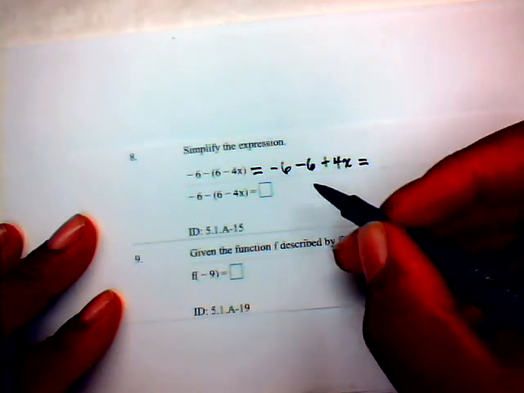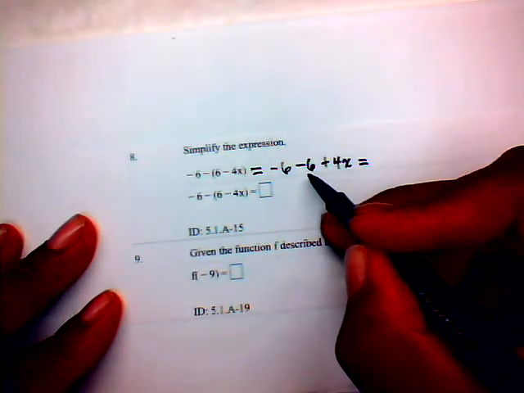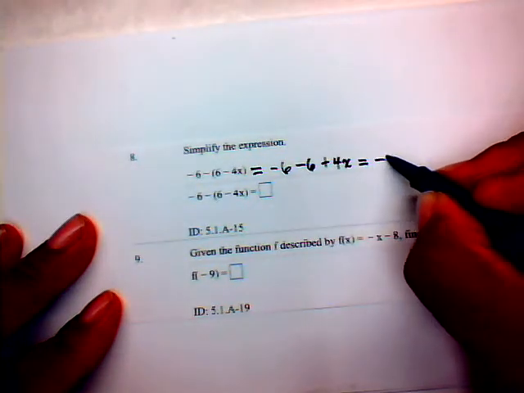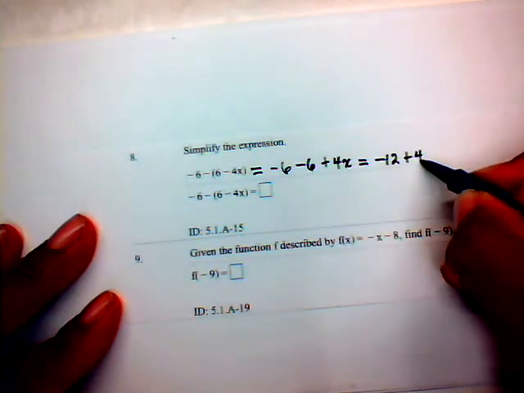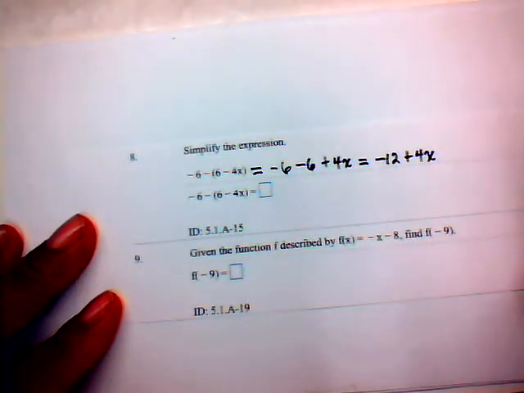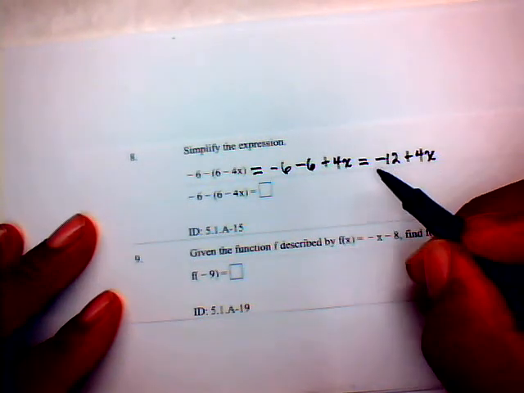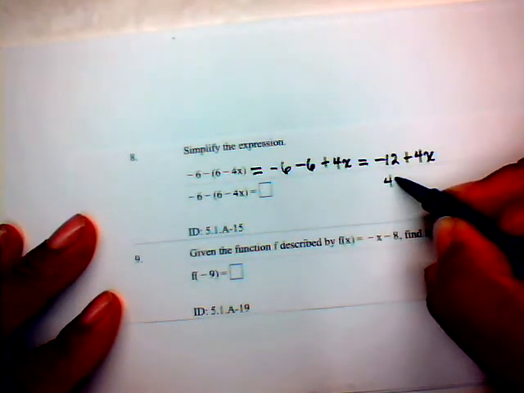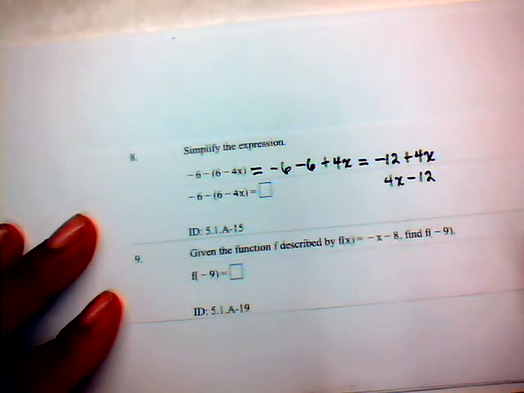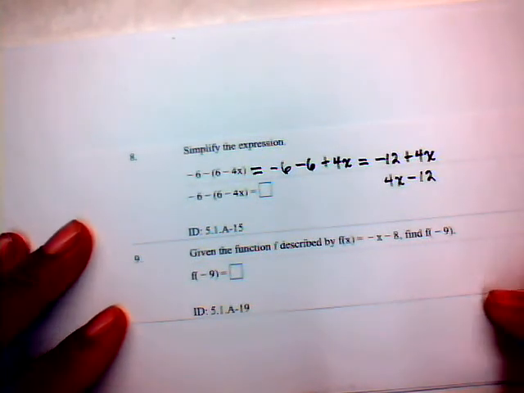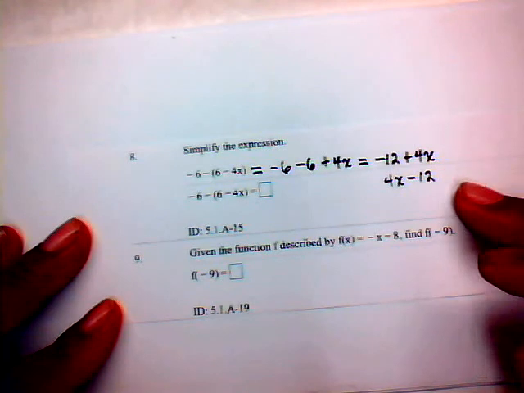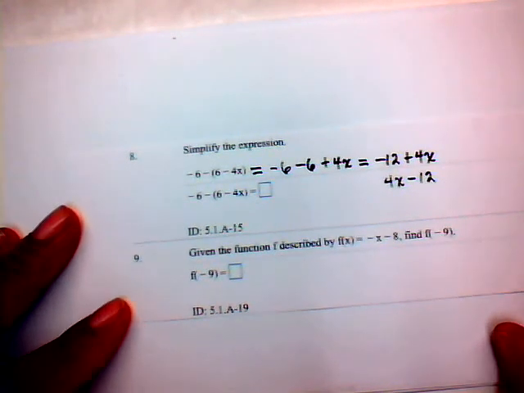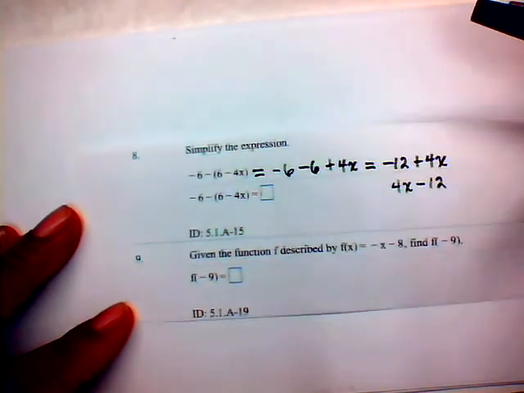And then we're going to simplify this. Negative 6 minus 6, or think of this as negative 6 plus negative 6, that's negative 12. Then bring over plus 4x. Now you can leave this as negative 12 plus 4x, or you can write this as 4x minus 12. Either way, these two expressions are the correct way of simplifying your answer.